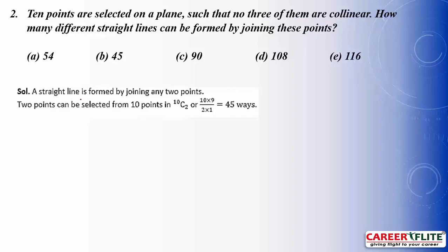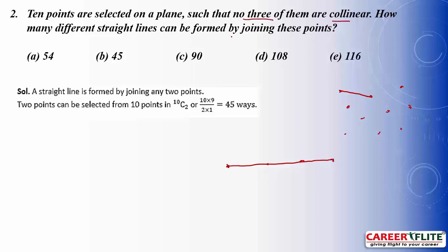In the solution, a straight line is formed only by joining 2 points. So if there are 10 points, 1, 2, 3, 4, 5, 6, 7, 8, 9, 10, we have to join 2 points. If we join 2, we get a straight line. Here it is also given that no 3 points are collinear. Collinear means if 3 or 4 points are in a line, then the line drawn through them passes through all these collinear points. So it is given that no 3 of them are collinear.